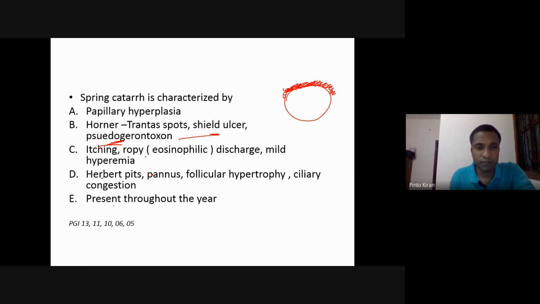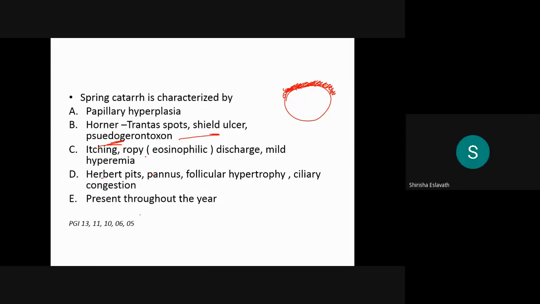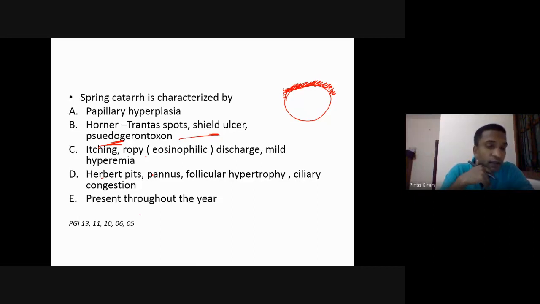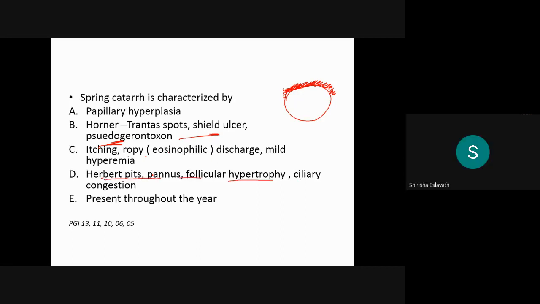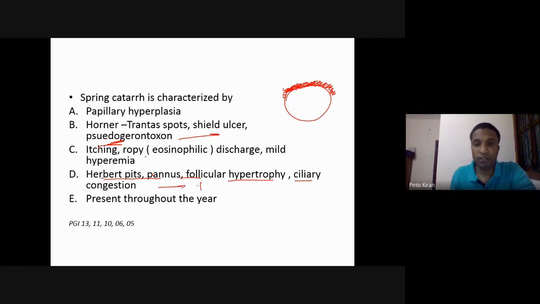Herbert's pits, pannus, follicular hypertrophy, ciliary congestion. And the last option is present throughout the year. This question has been asked almost 5 times. So, what is the answer? A, B, C, and E. And E, sir. Last one. Correct. Very good. What about these things? Where do you see Herbert's pits, pannus, follicular hypertrophy? Trachoma. Good.